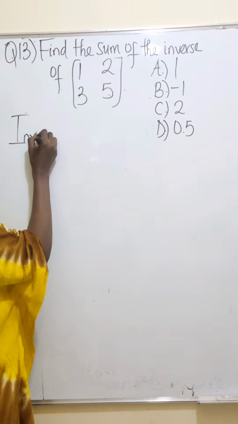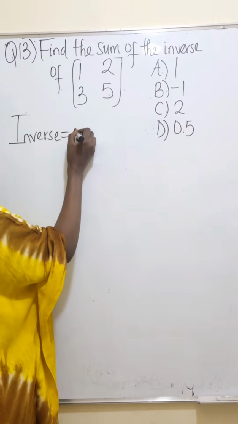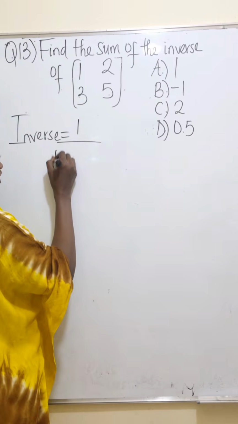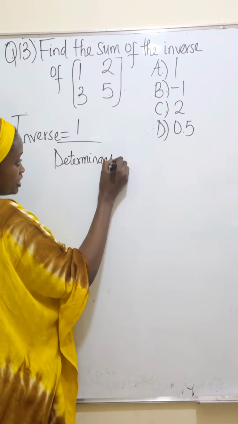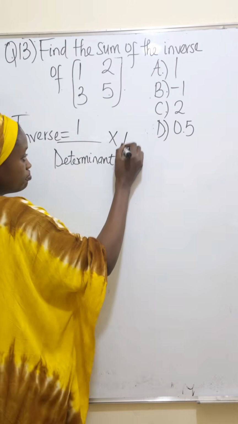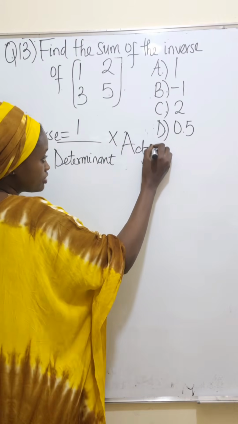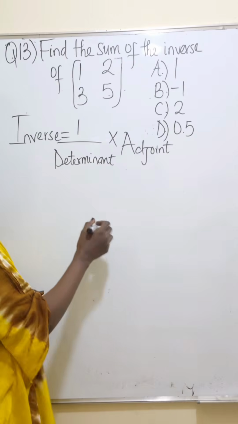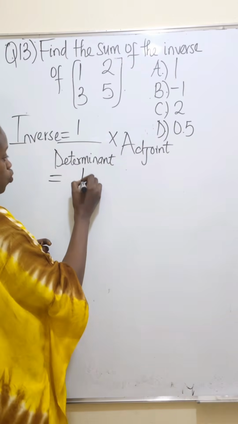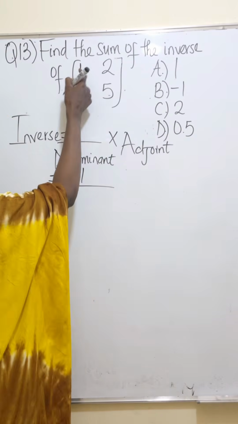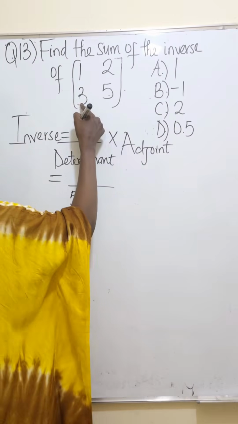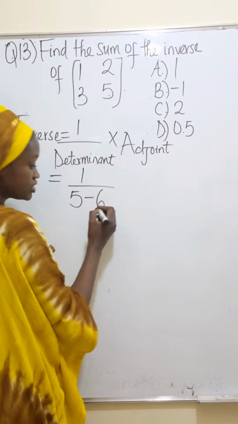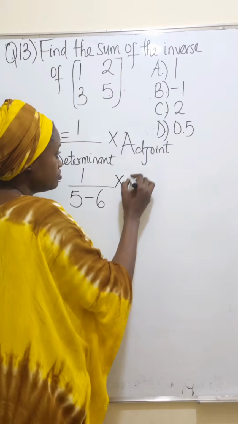Inverse equal to 1 over the determinant of the matrix, the determinant multiplied by the adjoint of that matrix. So now let's do this together. So this is equal to 1 over the determinant, which is 1 times 5 gives us 5, minus 3 times 2, 6. Now times the adjoint.